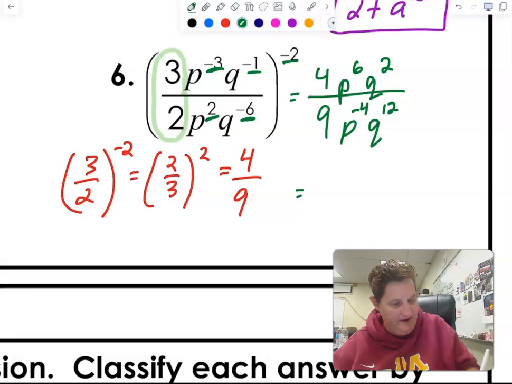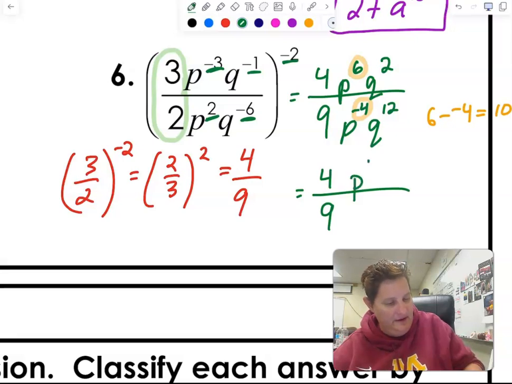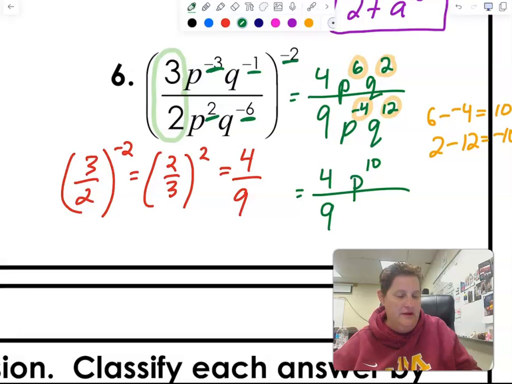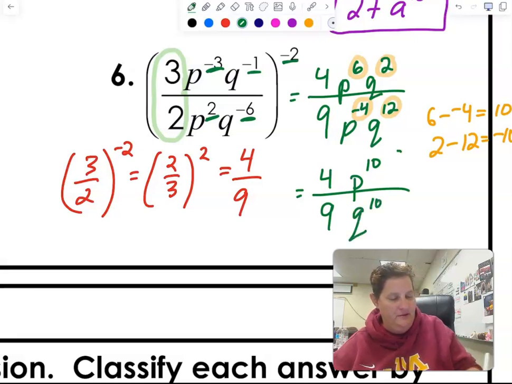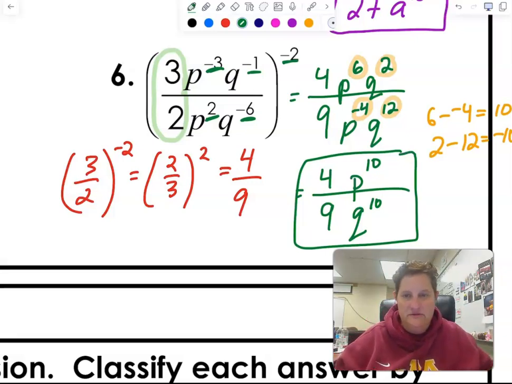And now for my final answer, I can subtract these. Now, 6 minus negative 4 is positive 10, so I'm going to put that up here as p to the 10. And then if I'm doing 2 minus 12, that's negative 10, which means I don't want to put q to the negative 10. I'll just put it on the bottom and make it like this. That's my answer. All right, so that's our first little section.